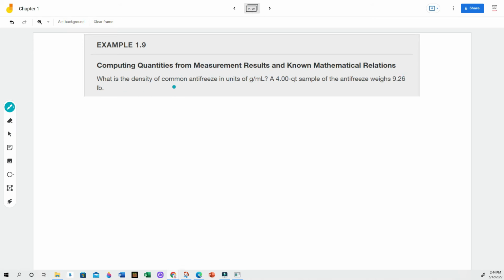Example 1.9, computing quantities from measurement results in known mathematical relations. What is the density of common antifreeze in units of grams per milliliter? A 4-quart sample of the antifreeze weighs 9.62 pounds.